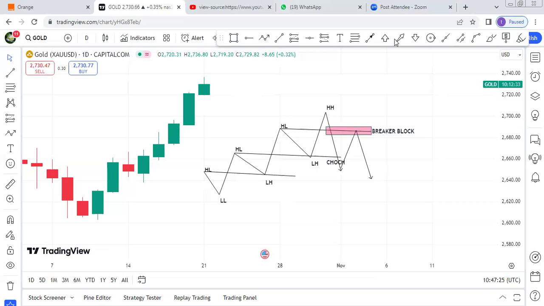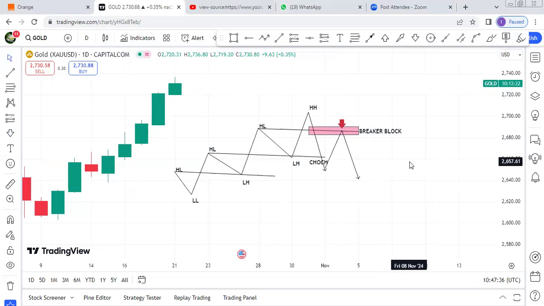Now, where is your entry? Your entry is going to be on this level, or this level. The mistake that most of us make is using this level right here as a point for sellers, or as a point for buyers here.